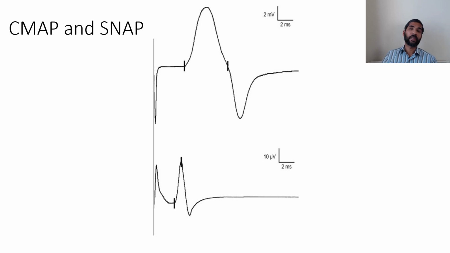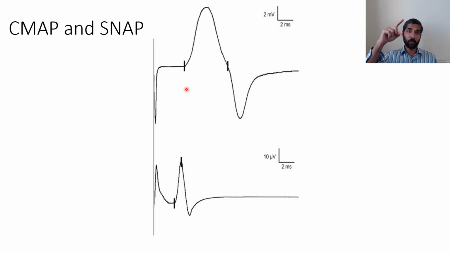So CMAPs and SNAPs give you ways in which you can test the integrity of the peripheral nervous system. Now, one of the things that you should note is that CMAPs are much larger than the nerve SNAPs, okay? One reason is that muscles are much bigger than nerves, and they can generate much larger action potentials than nerves. And also, well, individual nerve fibers probably will generate the same amplitude, but there are many more muscle fibers than nerve fibers at one place.